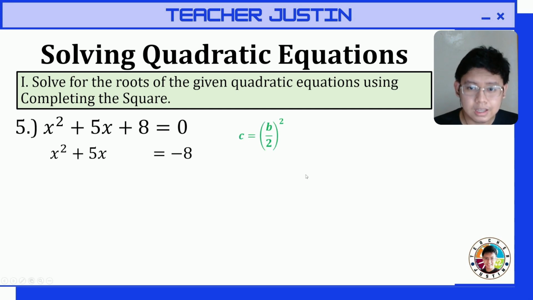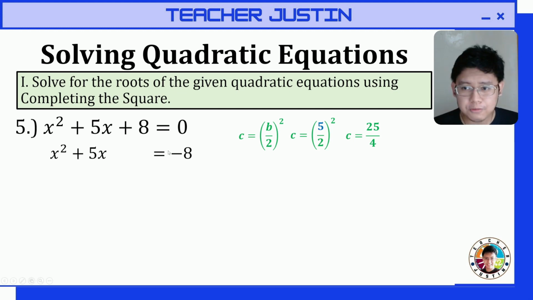And that is the square of b over 2. Let's substitute the value of b. Ang b natin is the coefficient of x, and that is 5. So, substitute natin, we will have the square of 5 over 2. So we get the square of 5 and 2. That will give us c is equal to 25 over 4. So the value that we have to add dito sa ating left side of the equation to make it a perfect square trinomial is 25 over 4.